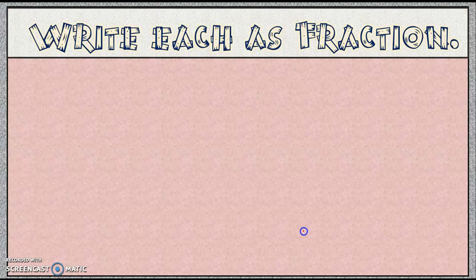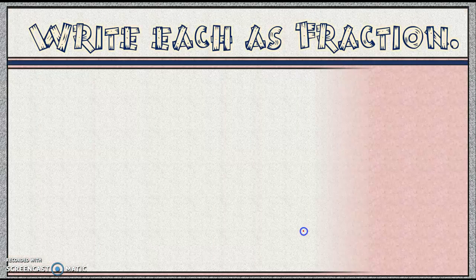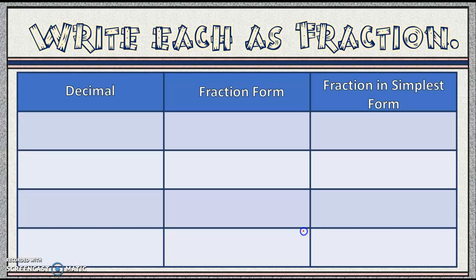Write each as a fraction. So decimal, fraction form, fraction in simplest form. Number 1, 0.16, number 2, 0.4, number 3, 7.012, and number 4, 0.555. In the given, we have terminating decimals, so there is a last digit. We will change it to a fraction as we read it.